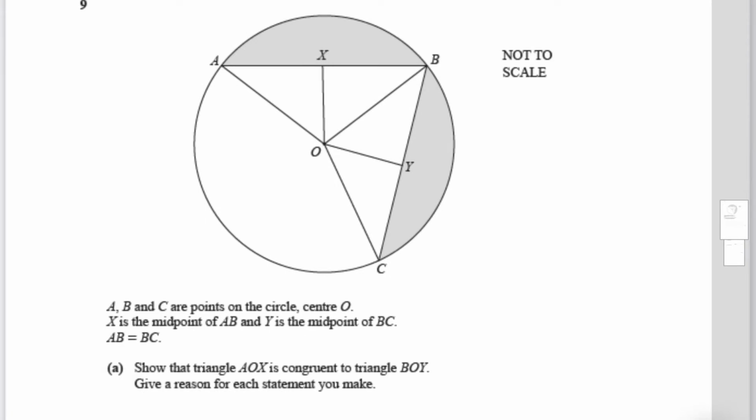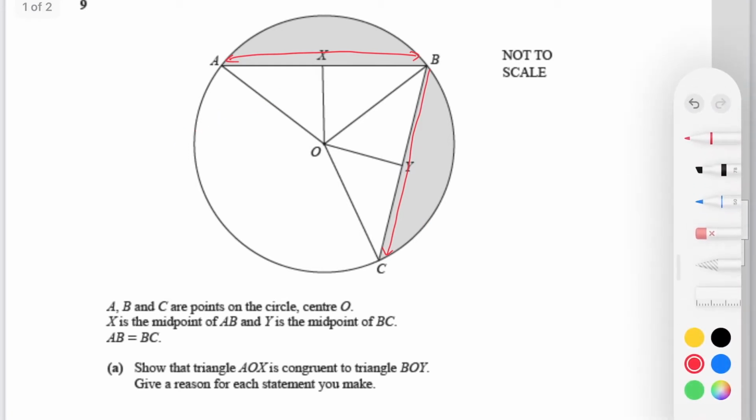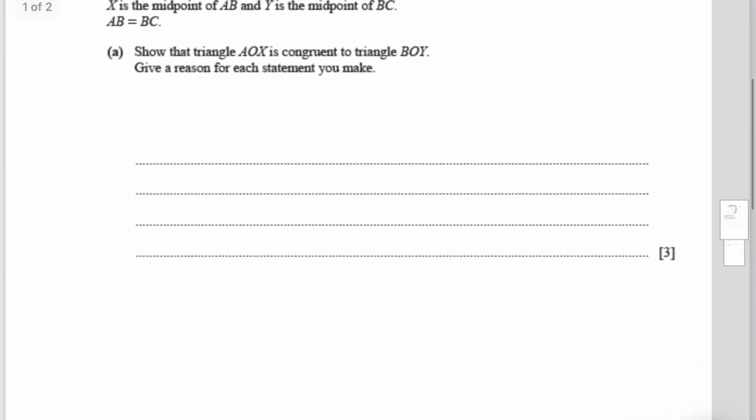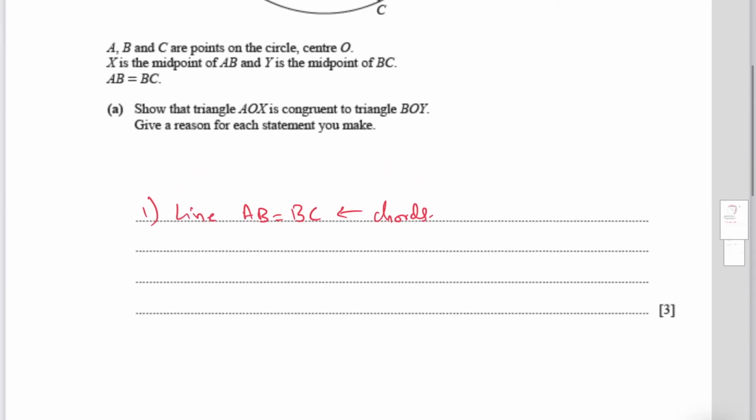Okay, so if you look at these triangles, they're talking about this triangle over here and this entire triangle over here. So the line AB is going to be the same as line BC. Why is that so? Because OA, OB and OC are all radii, so AB and BC are going to be equal. That's the first statement that we make. We say that line AB is equal to BC as they are chords of the circle.